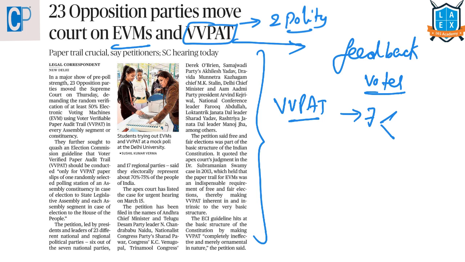What all will it contain? It will contain two things. One is the poll symbol and also the name of the candidate, so that the voter can verify to whom he or she has cast their vote. And this will be visible for 7 seconds, and later it will be cut and dropped into the drop box in the VVPAT machine.